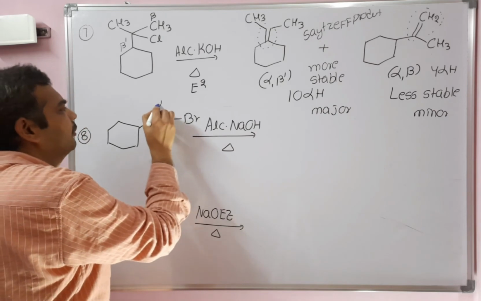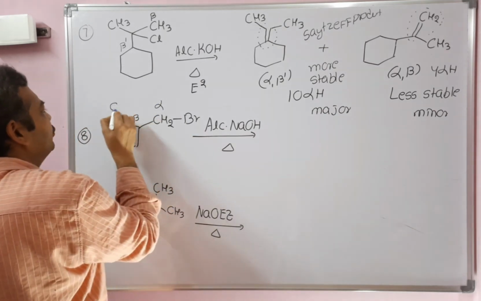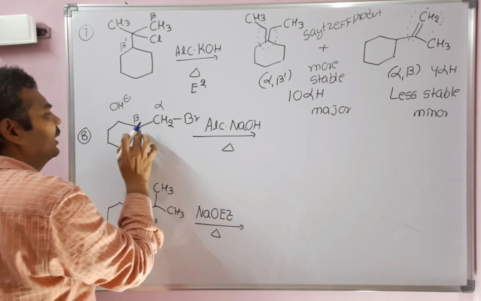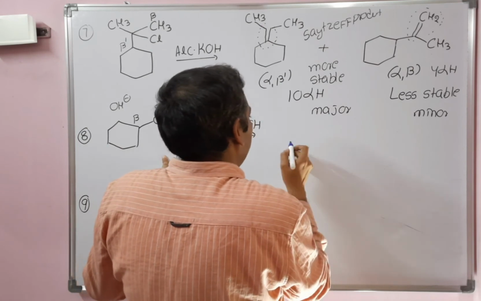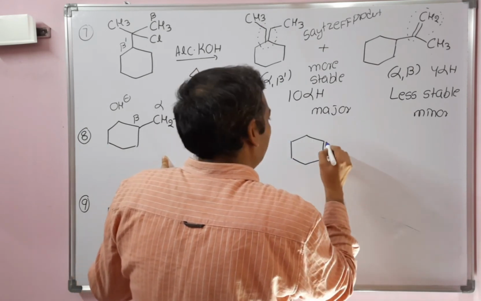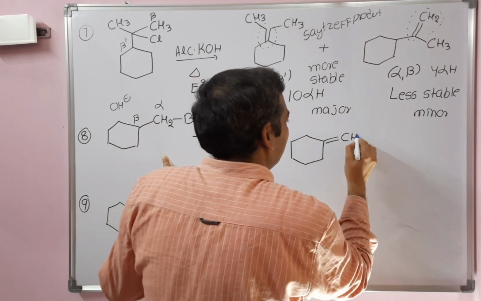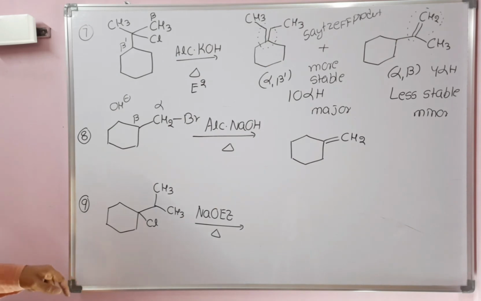Coming to the 8th example, cyclohexyl methyl bromide. So this is alpha carbon, this is a beta carbon. Since only one beta carbon is there, OH minus will abstract a proton anti to the bromo on the beta carbon. So since only one beta position is there, we will get only one product here. This is the product obtained here. Only one beta carbon, only one product.